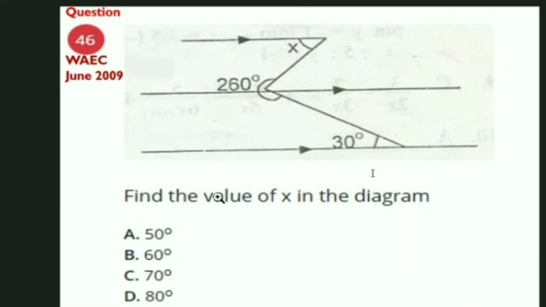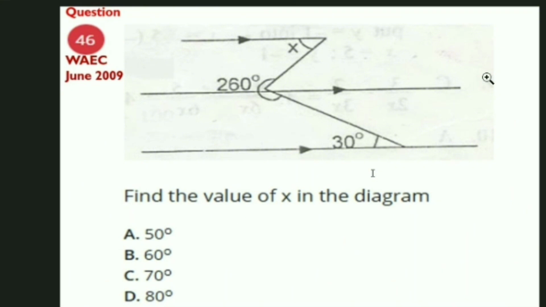It says, find the value of X in the diagram. Look at this diagram. This is X. This is angle 260 degrees, which means from here to this point is 260 degrees. We are also given 30 degrees here. Now, look at the options given to you. If you know the key points we have been emphasizing concerning alternate angles, you don't need to solve or write anything before you pick the correct option.